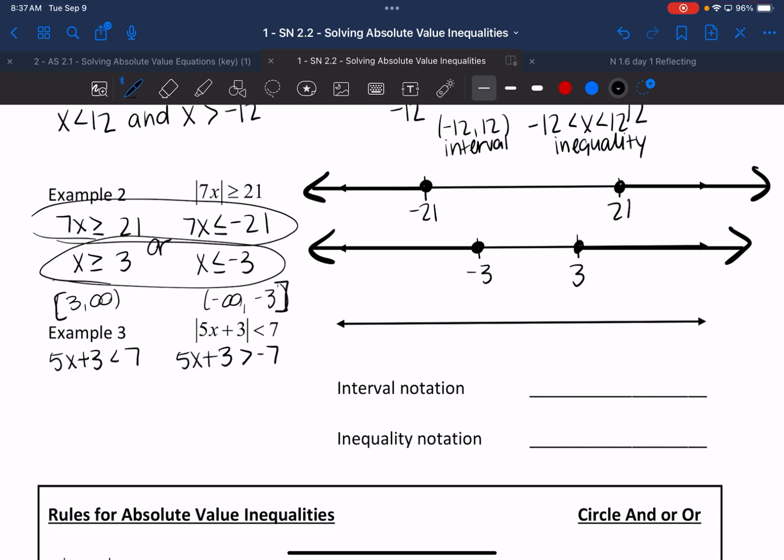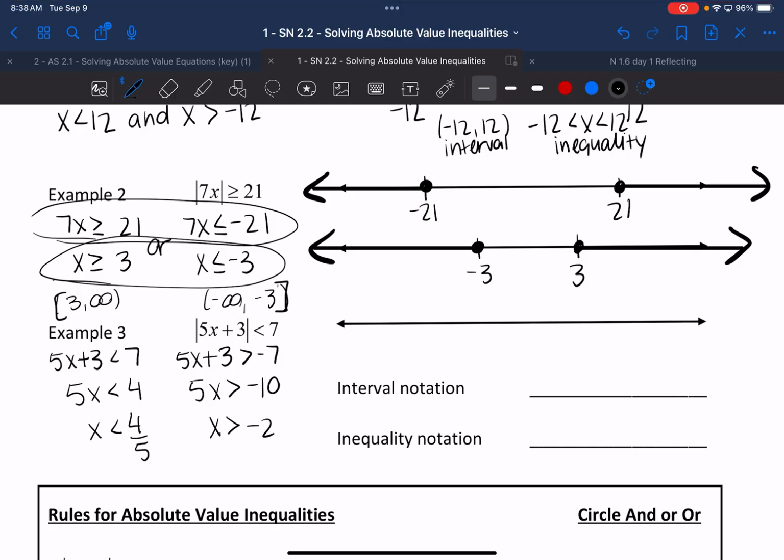Okay, and then we should do a little bit of solving, right? So what do I do to solve? Subtract 3, good. So here I'd have 5x is less than 4, and here I'd have 5x is greater than negative 10. Nice. Okay, after we've subtracted, what should we do next? Divide. So here I would have x is less than 4/5, very good. And then over here, I'm going to have x is greater than negative 2.